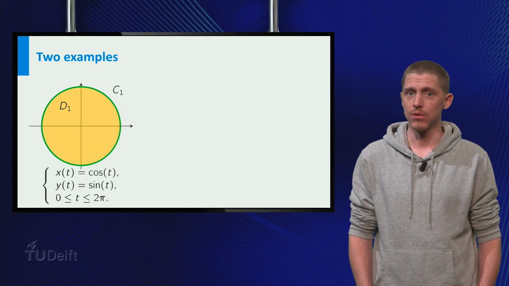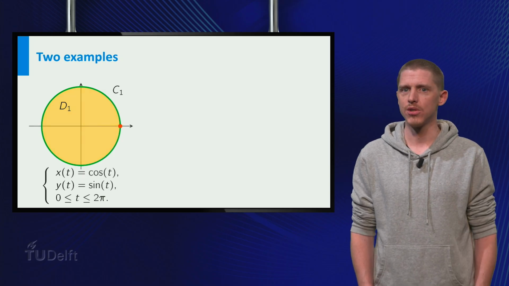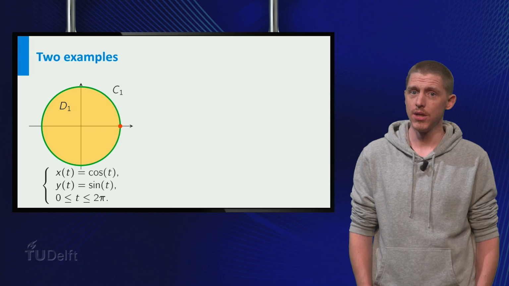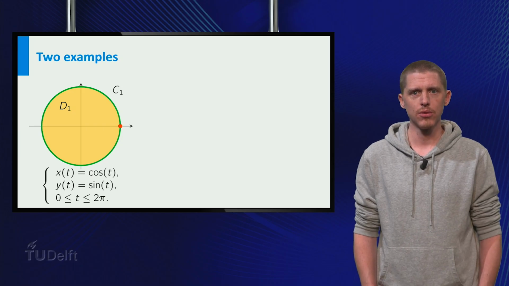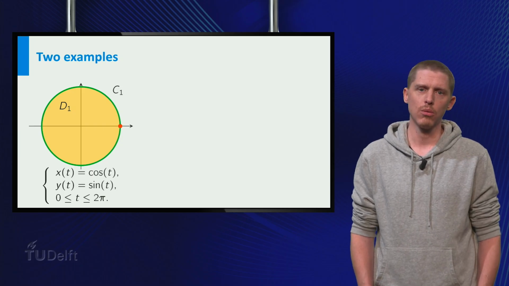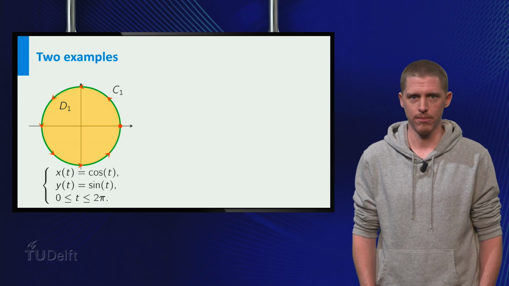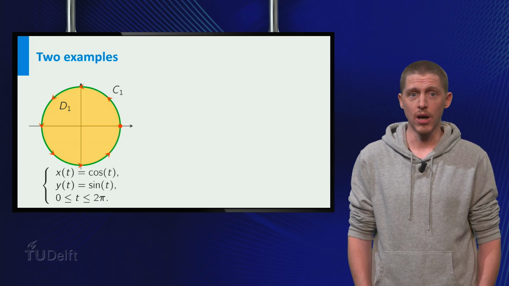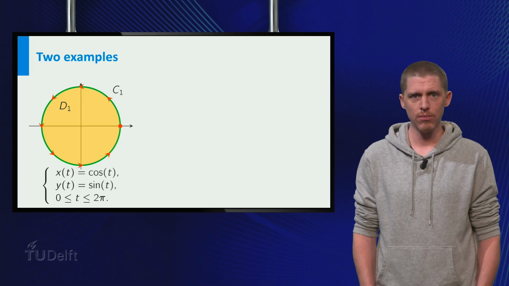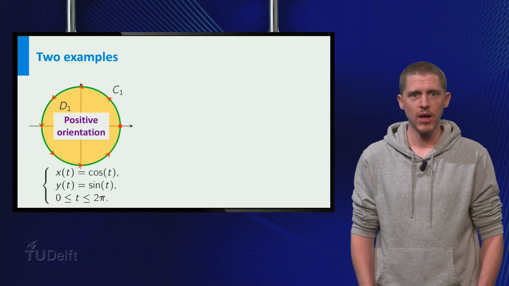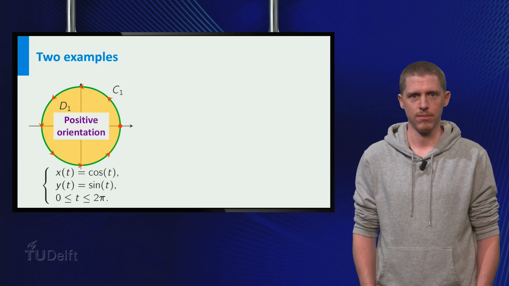If we take t equal to 0, we are in the orange point (1, 0). If we then increase the angle t, we move along the circle C1 in a counterclockwise direction, which we can indicate with some small arrows on the circle. Because we have made a counterclockwise traversal over the circle, this closed curve C1 has a positive orientation.